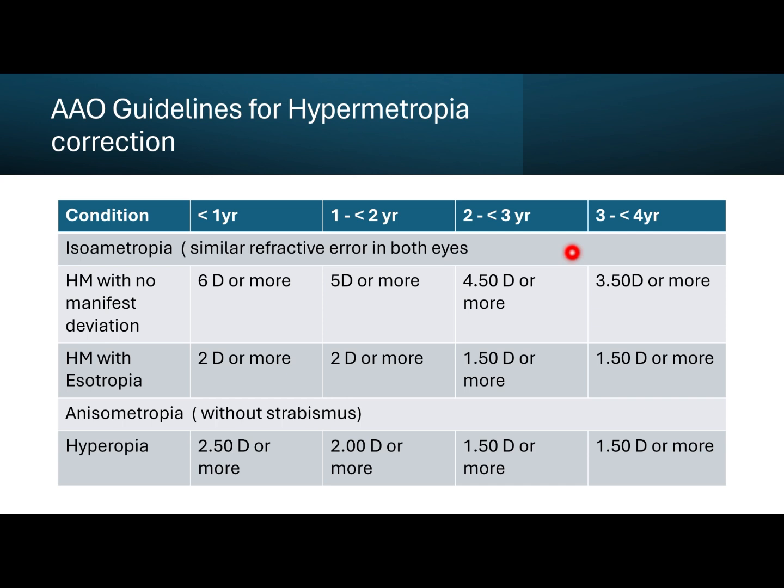Anisometropia without strabismus. Then hypermetropia has to be corrected if it is 2.5 diopters or more if the child is less than 1 year of age, 2 diopters or more when the child is 1 to 2 years of age, 2 to 3 years of age 1.5 diopters, and 3 to 4 years of age 1.5 diopters or more.